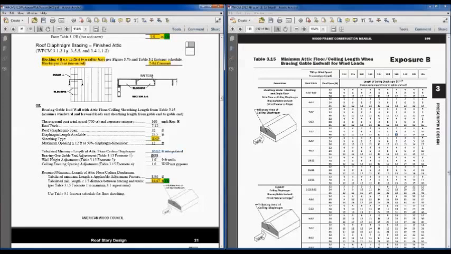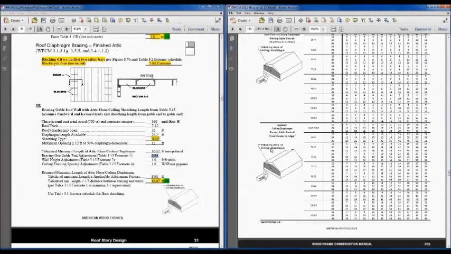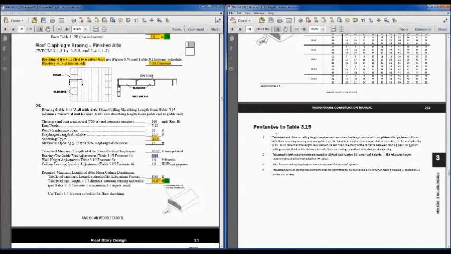And so we've got one more footnote to take a look at, which is footnote 1. So let's just scroll down past exposure C to page 201, and it says that we are assuming sheathing continuous from gable end to gable end. So if we're only blocking one end, we need to multiply that by 0.84. So in this case, since we've got a partial diaphragm with that finished attic across the roof system, we've got that adjustment factor of 0.84 to apply here.